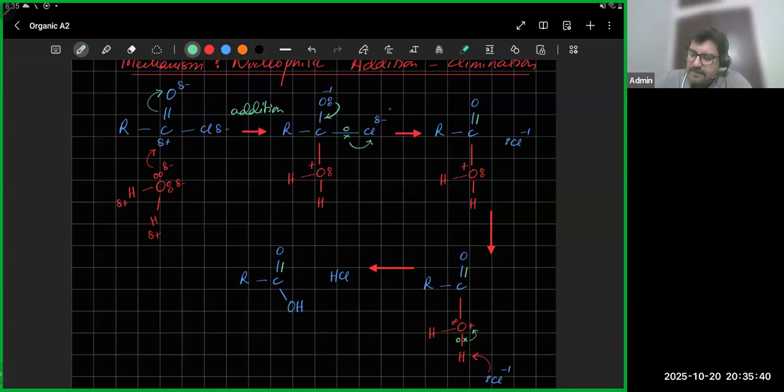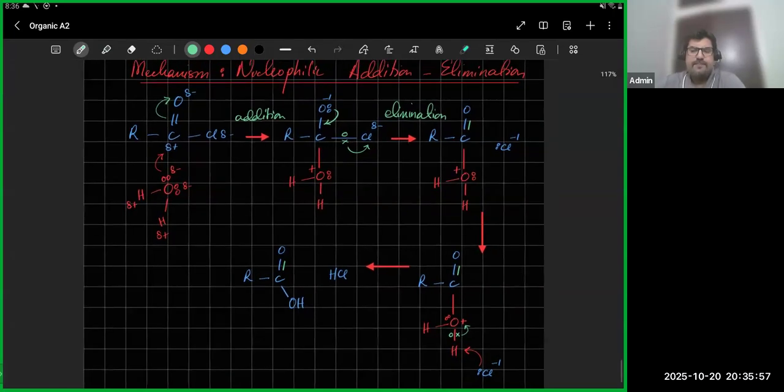And after the first step, elimination starts happening. Things start breaking off. The Cl leaves, then the Cl comes back and takes the H as well. So you have addition initially, and then you have elimination.